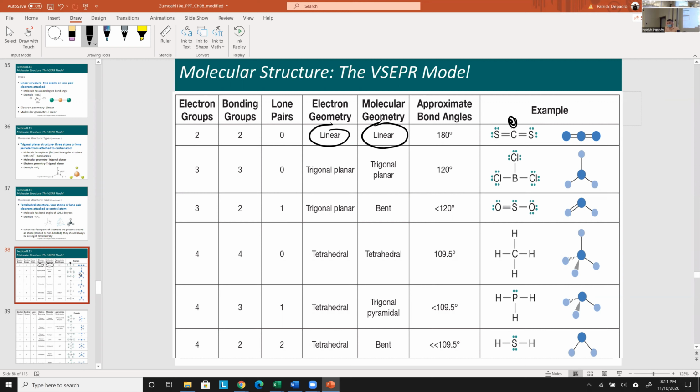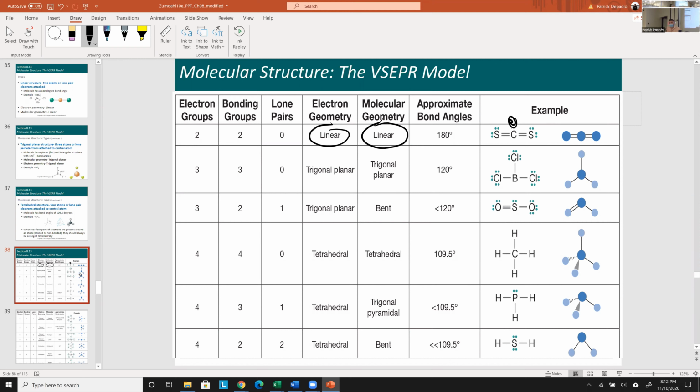Okay, next one is when there are 3 electron groups and all of them are bonds. It could be single bonds, double bonds, or triple bonds, but they're all bonds. They will arrange equal and opposite into trigonal planar. Make sense? I guess these are just things you need to memorize. So trigonal planar, when there are no lone pairs.